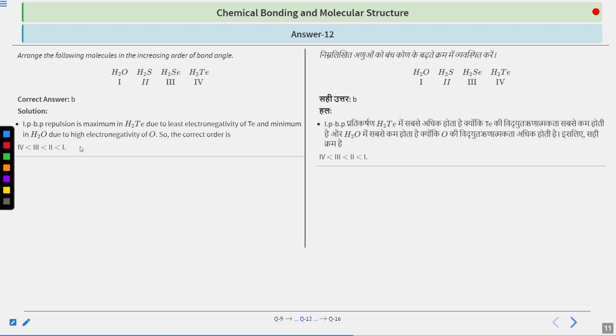4, 3, 2, 1. Okay, so I'm again telling you that the lone pair bond pair repulsion is maximum in H2Te due to less electronegativity of tellurium and minimum in H2O due to high electronegativity of oxygen. As a result, it will repel, and that will result in this order, which is 4-3-2-1. So the most will be H2Te, then H2Se, then H2S, and then H2O. Clear? Okay. Now moving on to the next question.